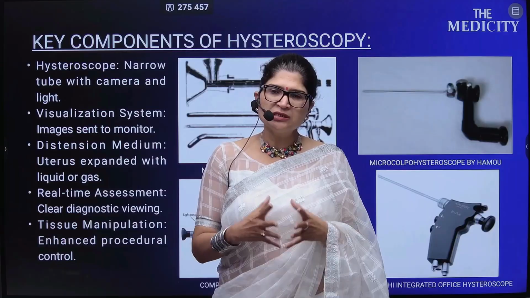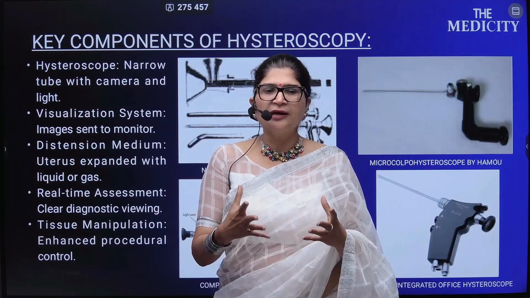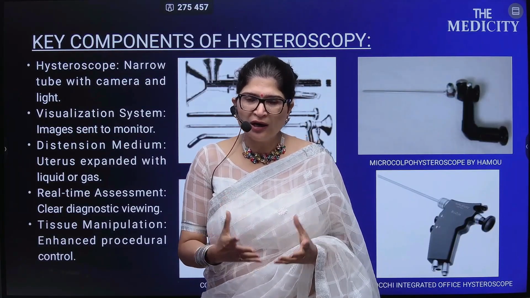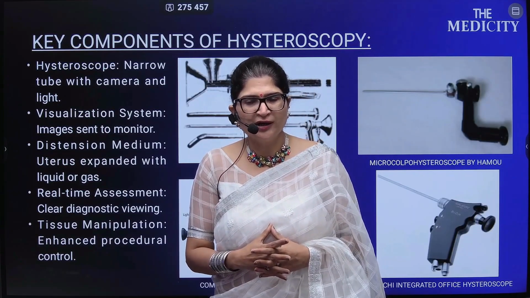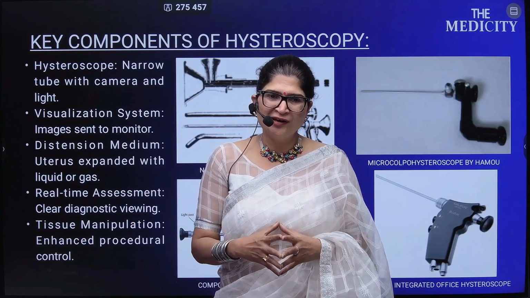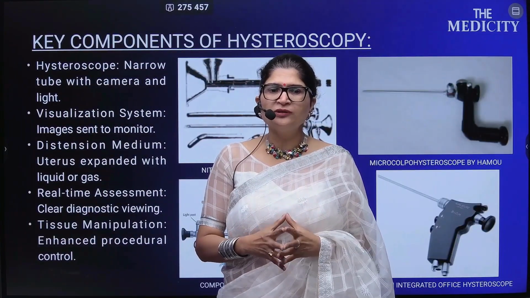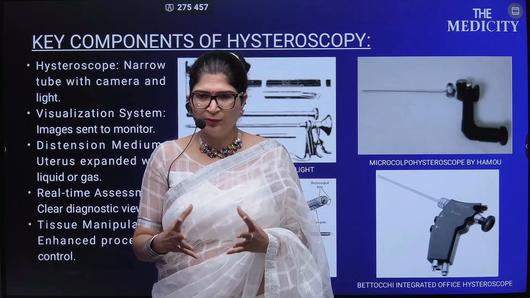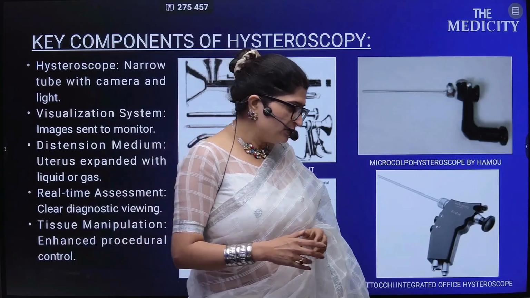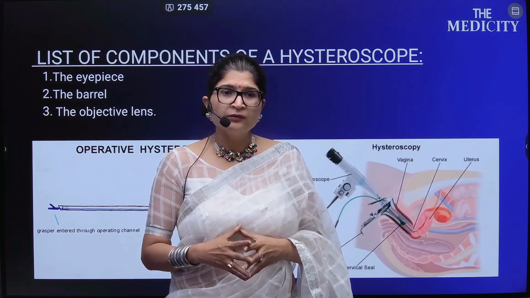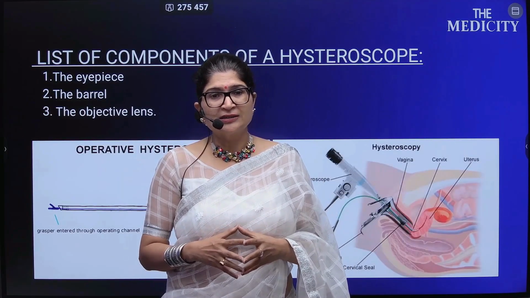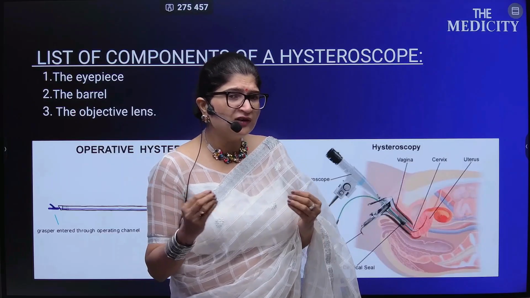Real-time assessment gives you a clear diagnostic viewing approach, and under direct visualization we can diagnose n number of conditions in the uterine cavity, and the diagnosis is a definitive one. Tissue manipulation: enhanced procedural control with the help of the hysteroscope, and it can be further manipulated. So what are the components of a hysteroscope? The eyepiece, the barrel, the objective lens. The hysteroscope comprises these three major parts.